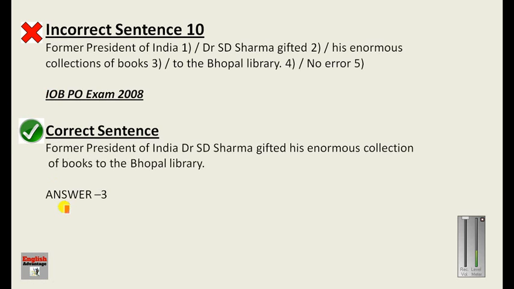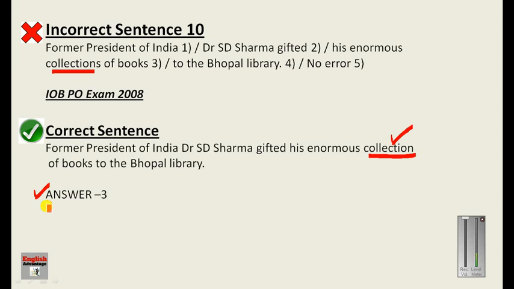Now let us see the last sentence. Former President of India, Dr. SD Sharma, gifted his enormous collections of books to the Bhopal library. He gifted his enormous collection of books. Books are many, collection is only single. And collection is of what? Collection is of books. So definitely books are many, but collection is single. So that is why in place of "collections" you have to say "collection of books". Very simple sentence. So here your answer will be 3.